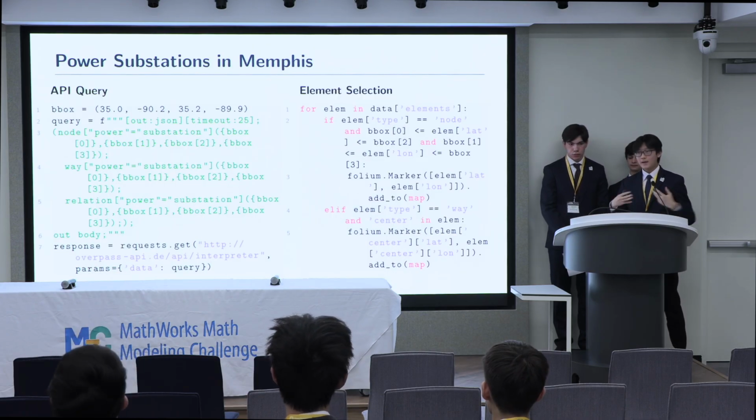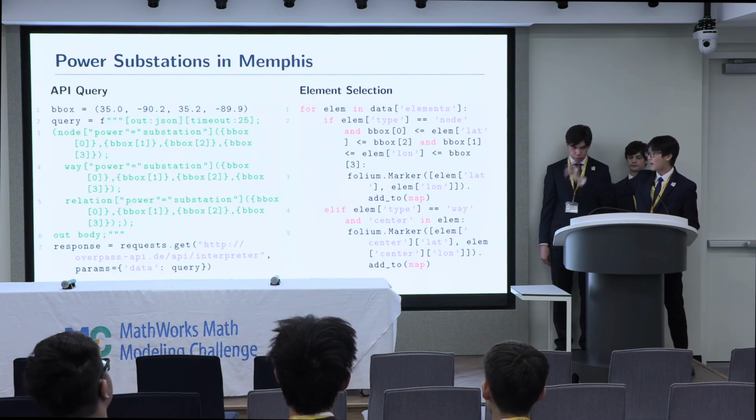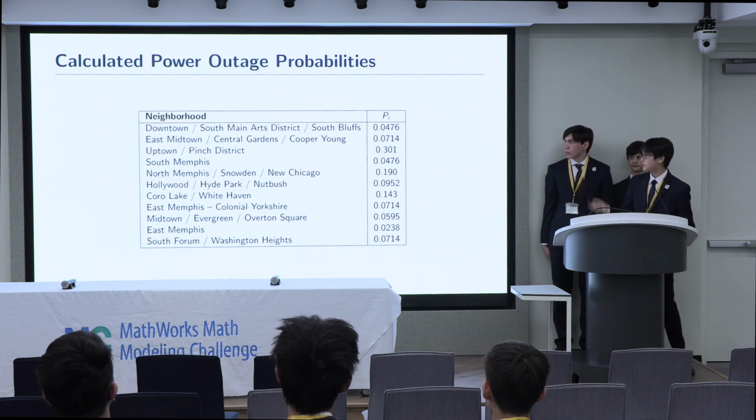In practice, we make an API query to the OpenStreetMap service, and we process each of them and add them to the map using the Python Folium library. Here are the calculated power outage probabilities.